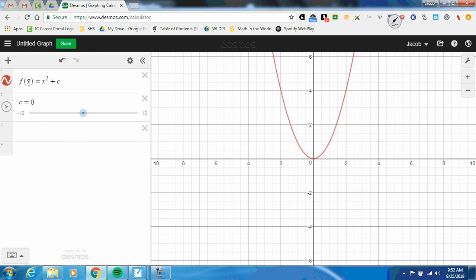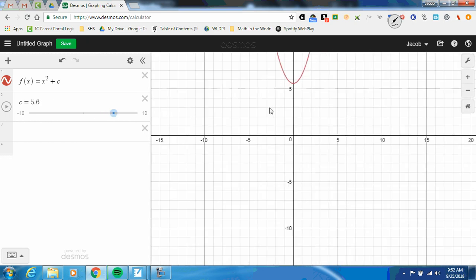Oh, I'm sorry. When c equals 0, let me be more specific. When c equals 0, I can simplify that function into f of x equals x squared. Can I not? Yeah, okay. But look what happens to my graph when I manipulate c. When I increase c in value, what happens to my curve? It just moves up, right?